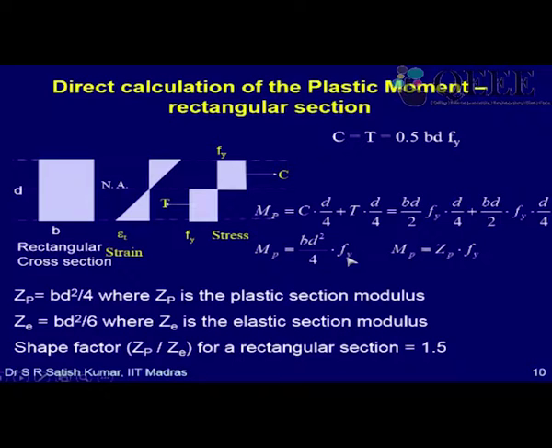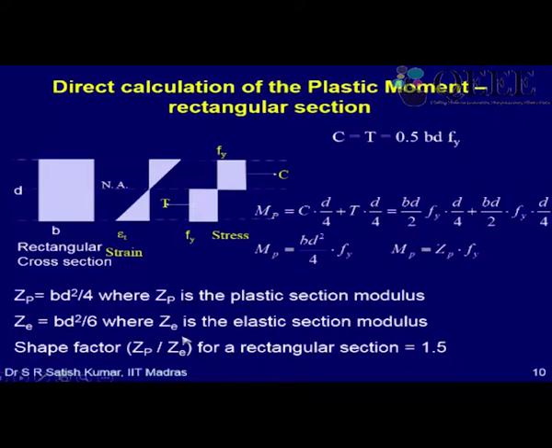Now this looks quite similar to our elastic bending moment of resistance, that is My, which we were calculating as Ze, the elastic section modulus, into Fy. So this quantity is called the plastic section modulus, Zp. Zp is BD square by 4 for a rectangular section. Ze for the same section is I by Y max. I will be BD cube by 12, and Y max is D by 2, so it becomes BD square by 6.